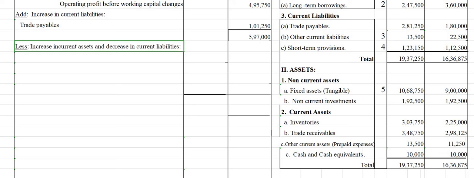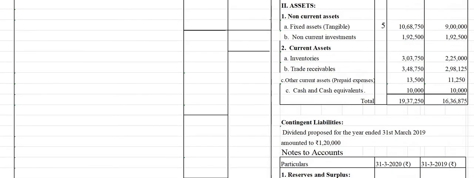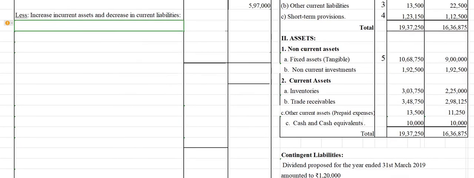Now let us deduct the increase in current assets. Various current assets are increasing, and one current liability is decreasing. What is that? Other current liabilities. We will see whether it is actually decreasing in the notes to account, later. Before that, let us write all the increases in current assets: inventories increased and trade receivables increased.